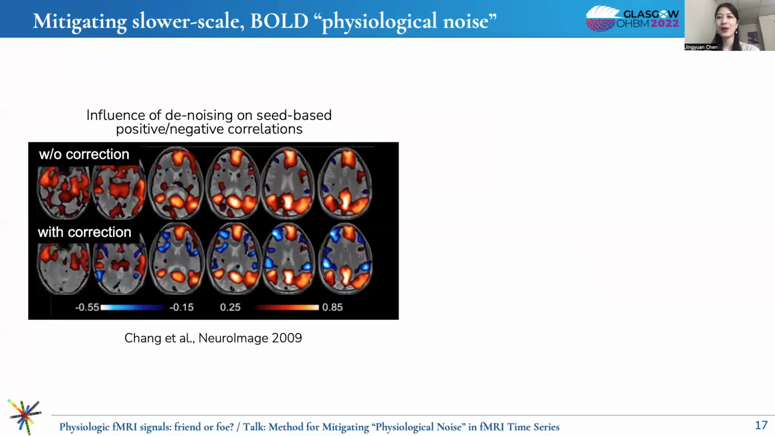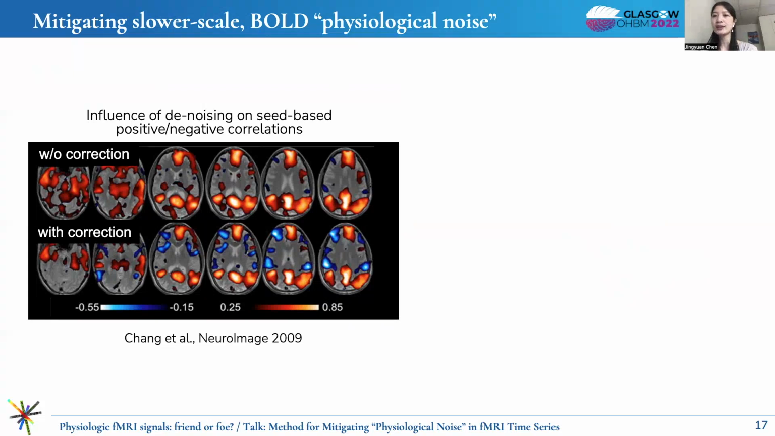And here just shows one example, showing the effects of removing these slower scale physio changes, because they're roughly coherent across the brain. So removing them will be able to resolve some anti-correlations in the brain. For instance, here it shows the functional connectivity with respect to a seed in the posterior cingulate cortex. As you can see, after correcting for these slow variations in physio noise, you're going to see clear anti-correlation patterns, and also diminished spurious positive correlations.